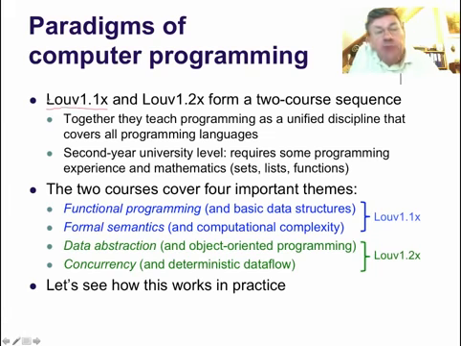So there are in fact two courses, Louvain 1.1x, which is the course you're following now, and Louvain 1.2x, which is the follow-on course that starts just after. Together, these two courses teach programming as a unified discipline that covers all or a very large number of programming languages. This is a very ambitious goal. You might be wondering how we can achieve this in this particular sequence. Well, in this video, I'm going to explain exactly how our approach works.